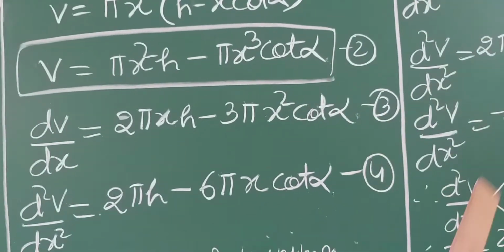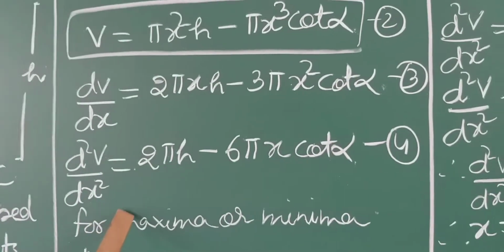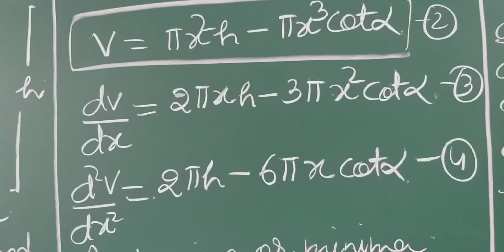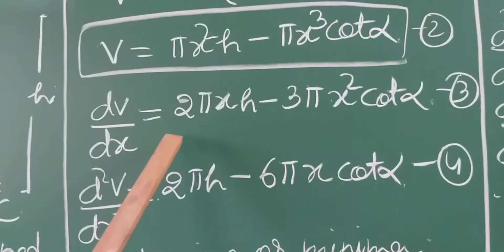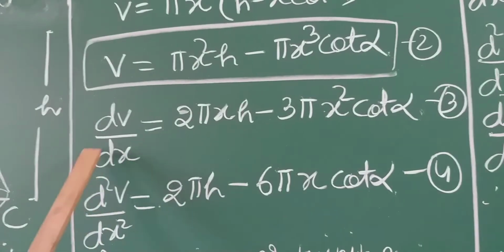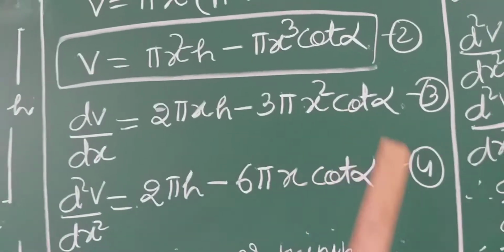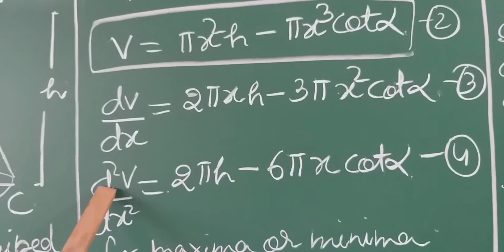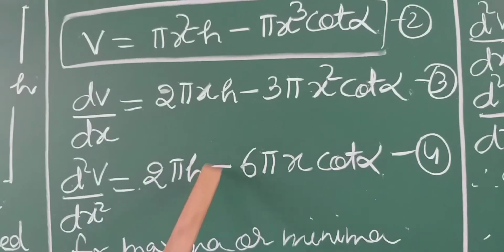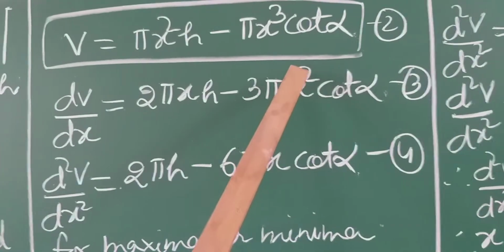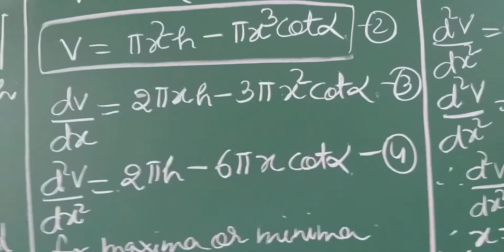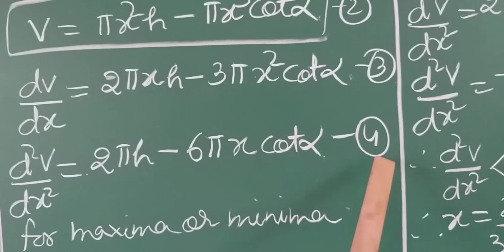This is equation 3. Now students, we are going to use the second order derivative test here. So we need the second order derivative. That's why dV upon dx is differentiated again with respect to x. So d square V upon dx square equals 2 pi h minus 6 pi x cot alpha. So this is the second order derivative.